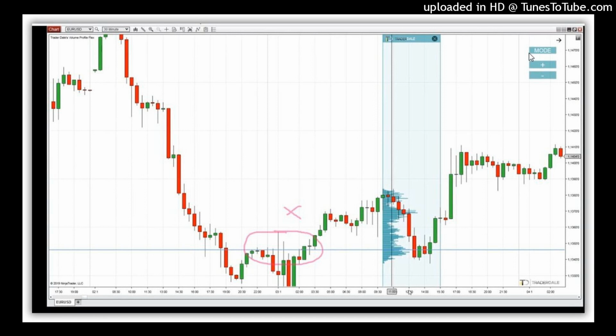So let's have a look how the trade worked. Okay, as you can see, it worked very nicely. There was a spot on reaction and strong selling activity exactly from the level.